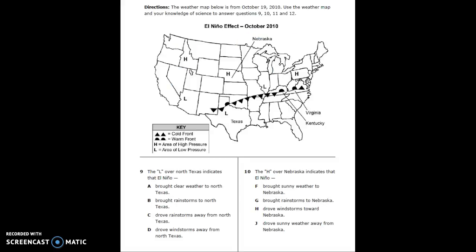The weather map below is from October 19, 2010. Use the weather map and your knowledge of science to answer questions 9, 10, 11, and 12. Question 9. The L over North Texas indicates that El Niño A. brought clear weather to North Texas, B. brought rainstorms to North Texas, C. drove rainstorms away from North Texas, or D. drove windstorms away from North Texas.